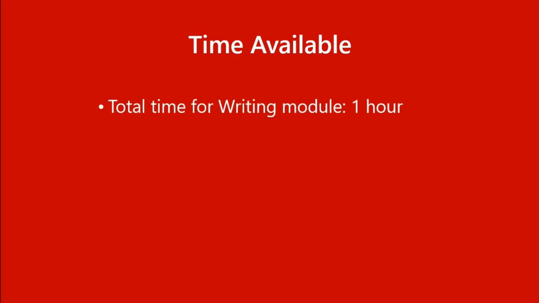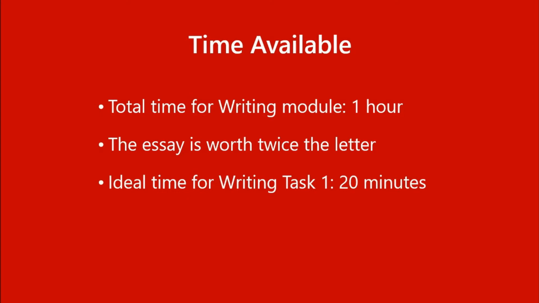Let's first look at the time available for you for completing your writing module. The total time given to you for completing the writing module is 1 hour. Within this 1 hour, you need to complete both writing task 1 and writing task 2. As far as the band score is concerned, the essay is worth twice the letter, which means that you will need to dedicate twice the amount of time for writing the essay when compared to the letter. So, dividing the time in this manner, the ideal time for writing the letter, or writing task 1, is 20 minutes. On the other hand, the ideal time for writing the essay is 40 minutes.